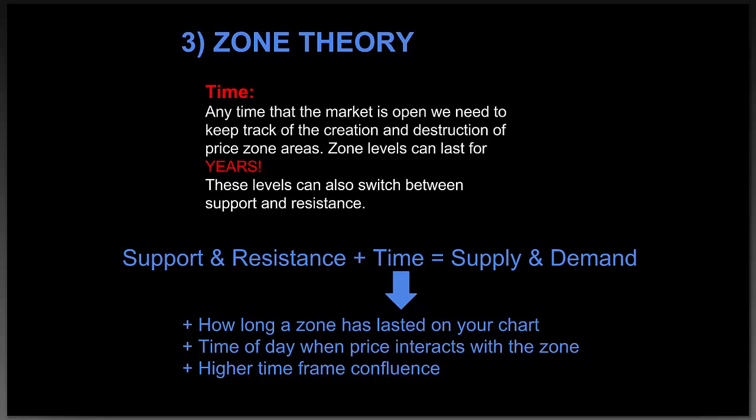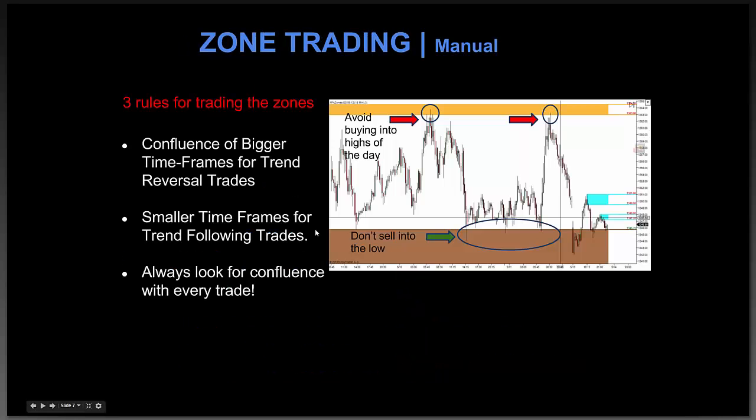So for all you nerds out there, like myself, this is the cool, neat little equation that I've come up with in order to classify these terms and how to put it all together in one nice, neat package, okay? So support and resistance plus time equals supply and demand. And so we're looking at how long the zone has lasted on your chart, okay? What time of day does price interact with that zone? Is it during a news event? Is it during the top of the hour, or bottom of the hour? Those types of things are what we really want to keep track of, all right?